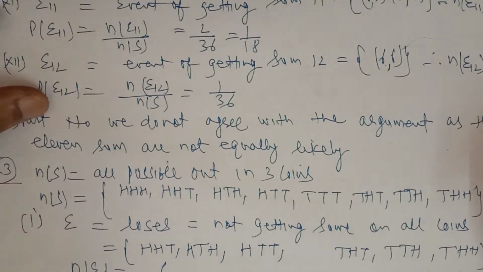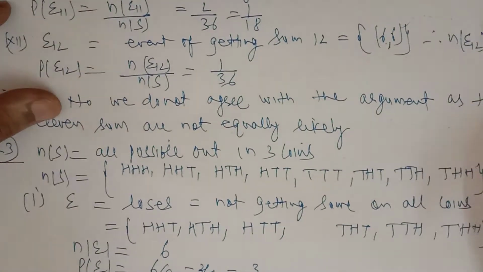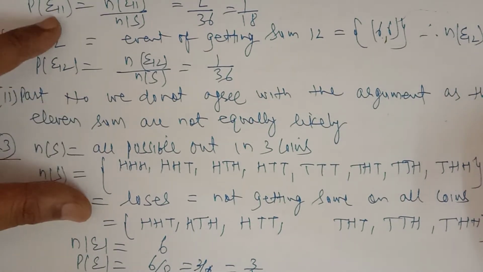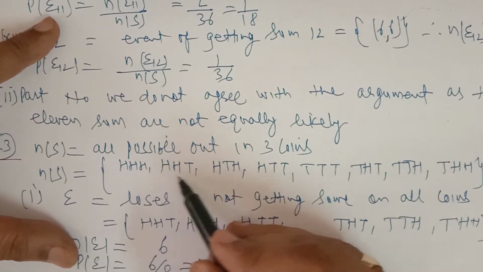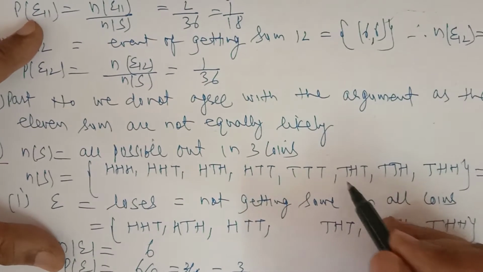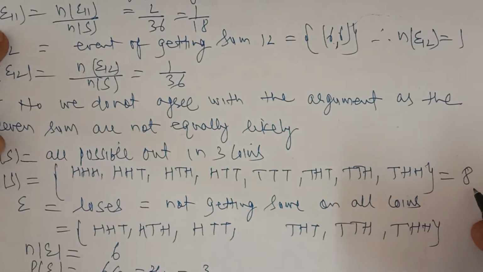We know they are not equally likely because the probability of each of them is different. Now in question number 23, a coin is tossed thrice, or 3 coins are tossed once. The sample space we know: head head head, head head tail, head tail head, head tail tail, tail tail tail, tail head tail, tail tail head, tail head head. So there are 8 events.